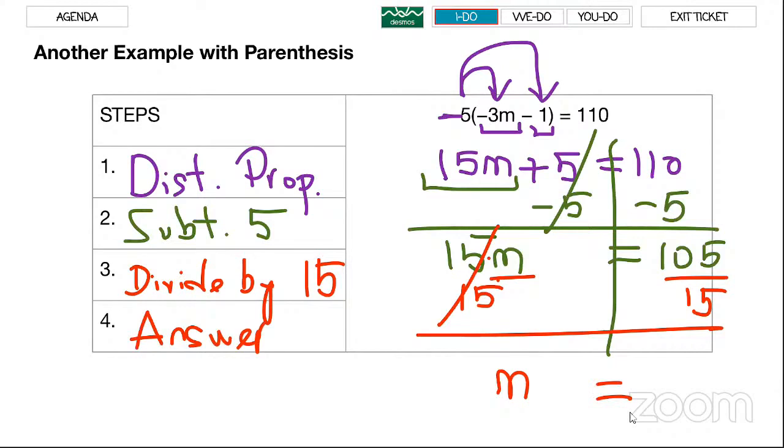So m equals 105 divided by 15. Let me try this in my head. 15 times 2 is 30, 30 times 3 is 90, 90 plus 15 is, so 6, it's 7.